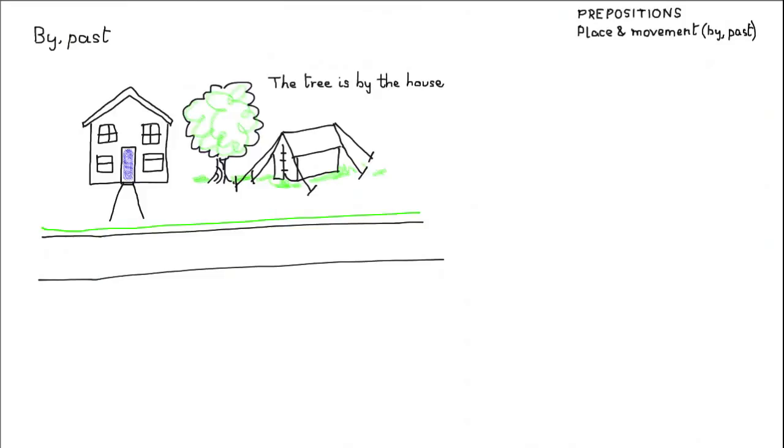by the house, and the tent is by the tree. The tent is by the tree. They're not moving. That's where they are. That's their position, their place. Now look at these people.